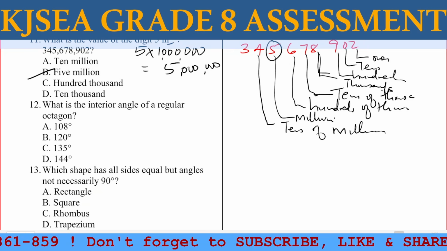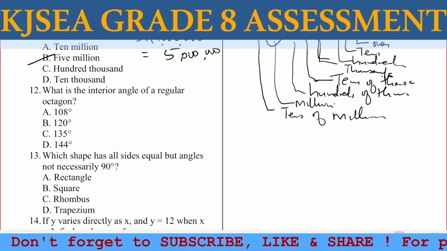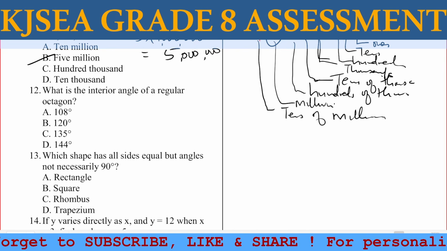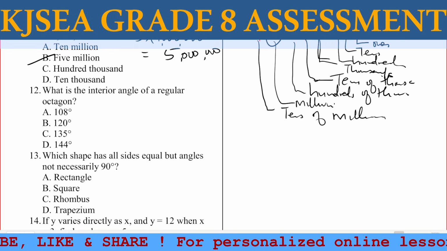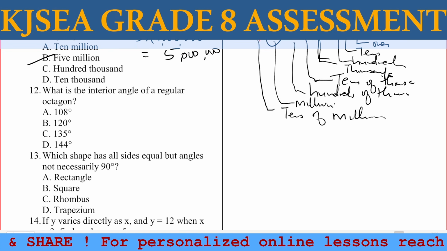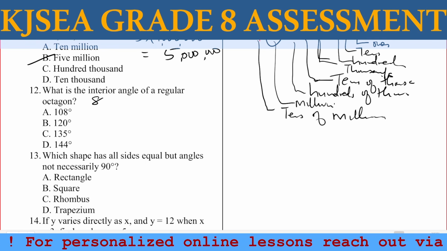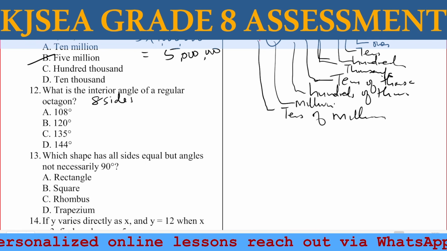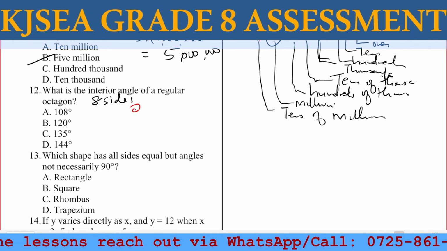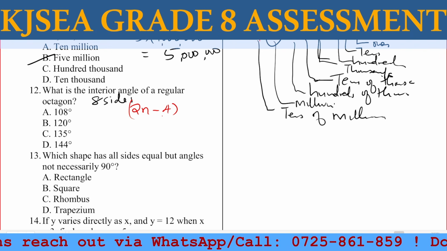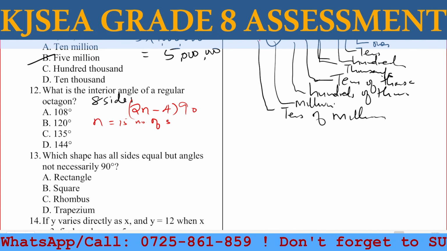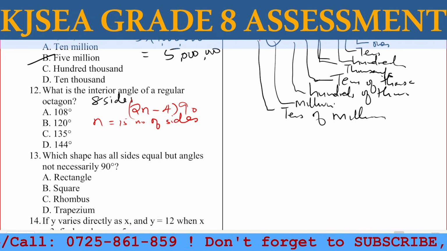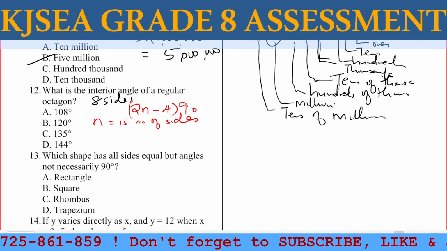Question 12, what is the interior angle of a regular octagon? What is the interior angle? Just one angle. For you to solve this question, you need to know the sum of all the angles in an octagon. An octagon is a regular polygon with 8 sides. The sum of angles in a polygon is given by this formula: (2n minus 4) multiplied by 90, where n is the number of sides. So you just need to replace n with the number of sides of an octagon, which is 8.